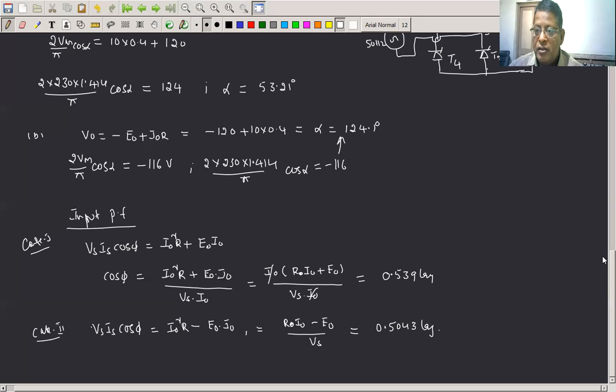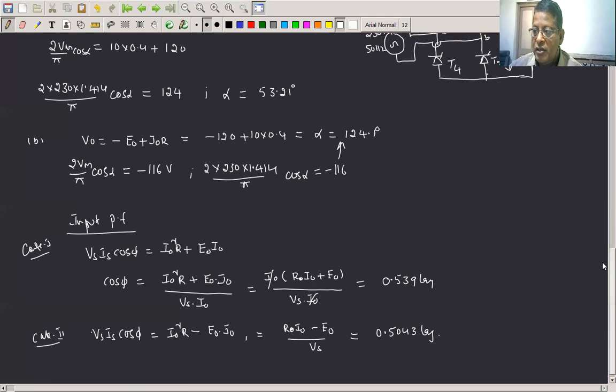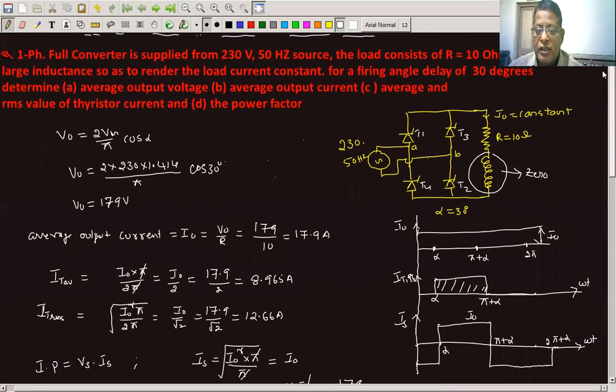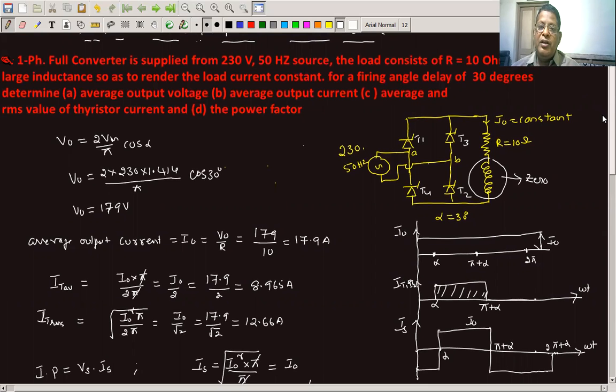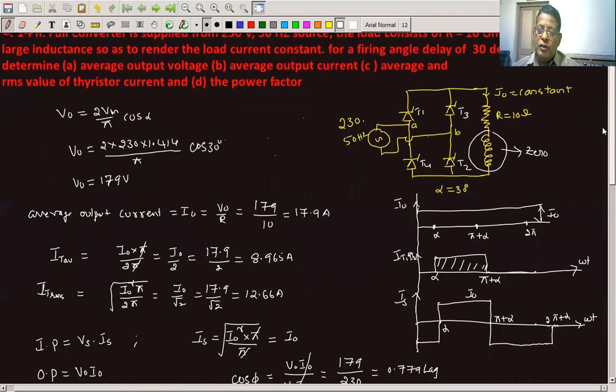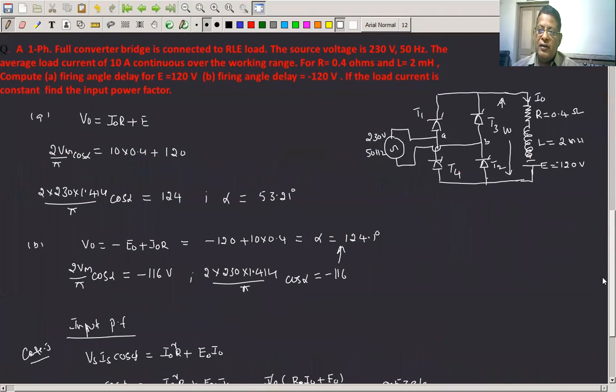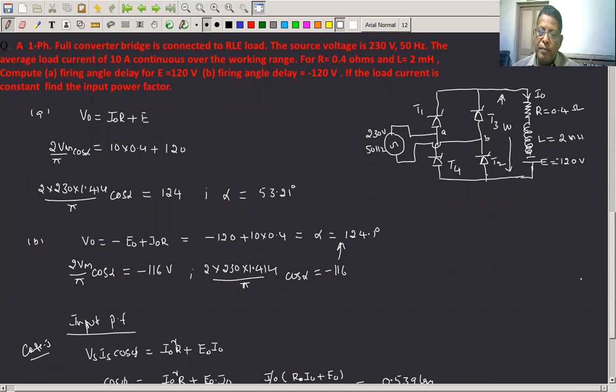See here, in this class, we have solved two problems on a single phase fully controlled converter. In the first case, they have given the RL load, continuous load current. They ask you to find out the average output voltage, the average current, average thyristor current, and RMS thyristor current, the input power factor. In the second case, it is given that a fully controlled converter is giving the power to the RLE load for continuous load current. For a continuous load current, they ask you to find out the firing angle for the inverter operation, where E equal to 120 volts.